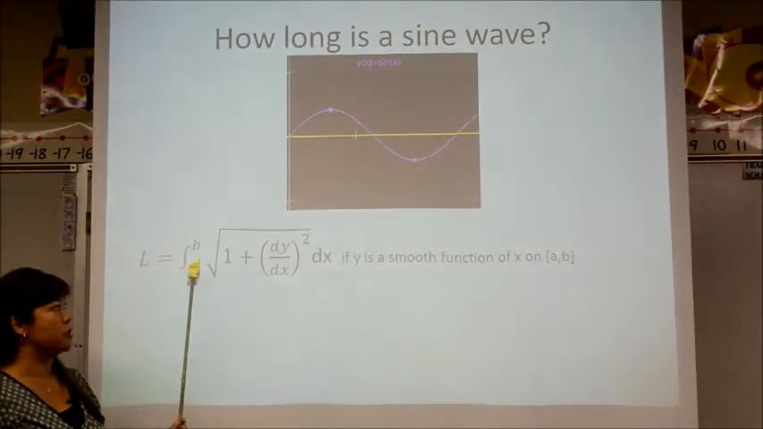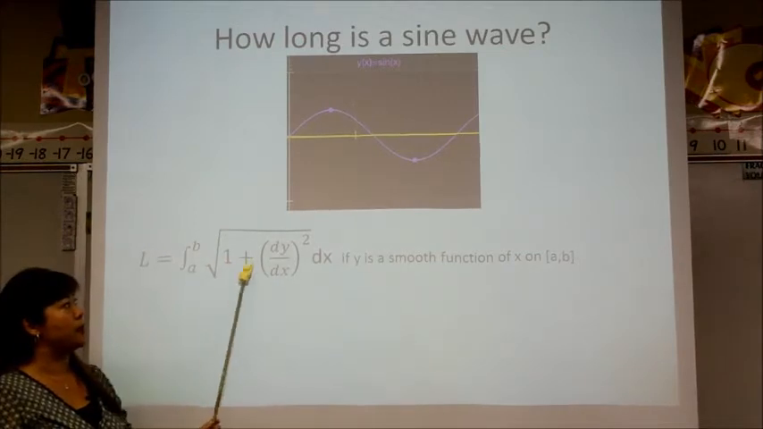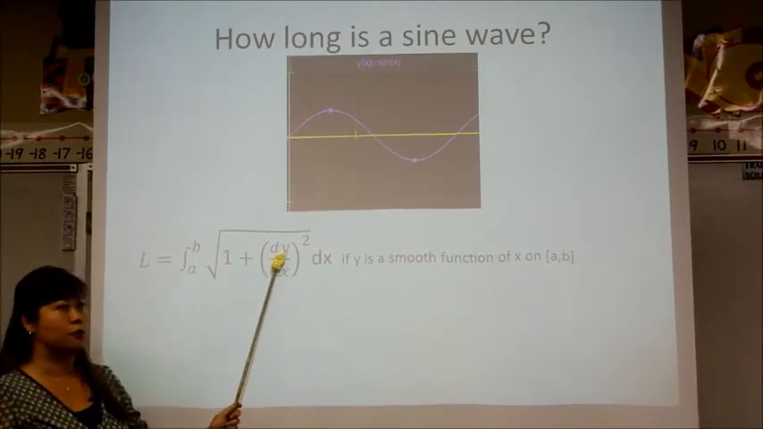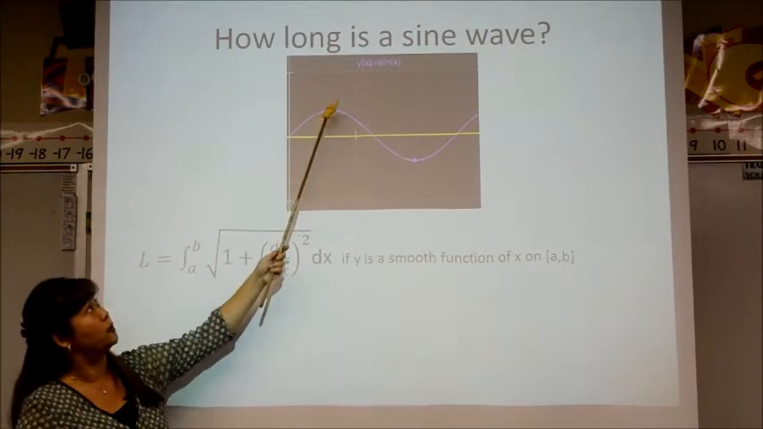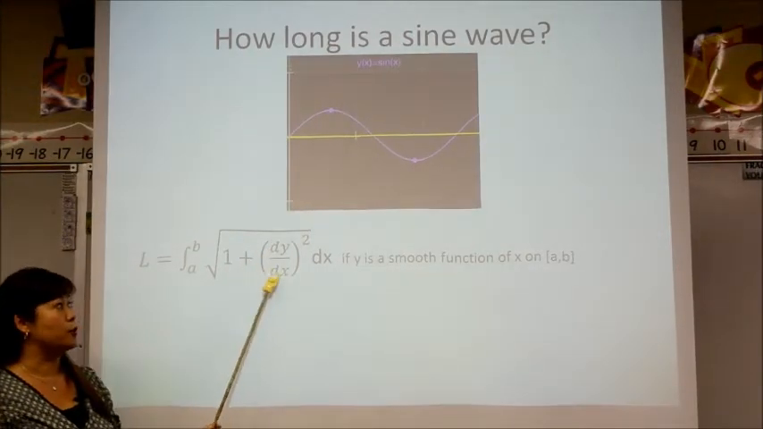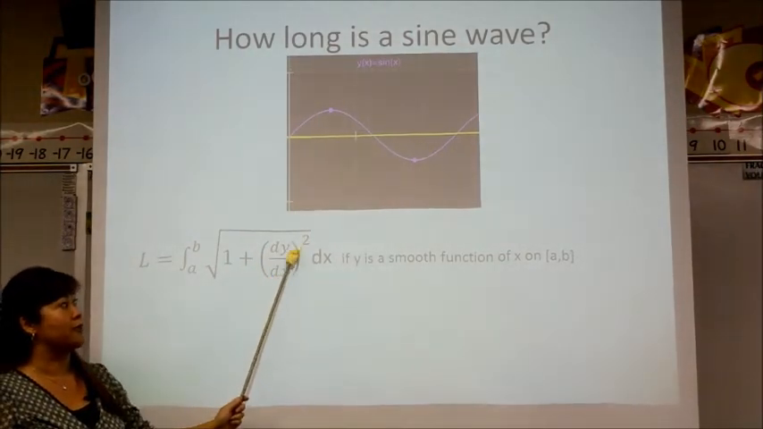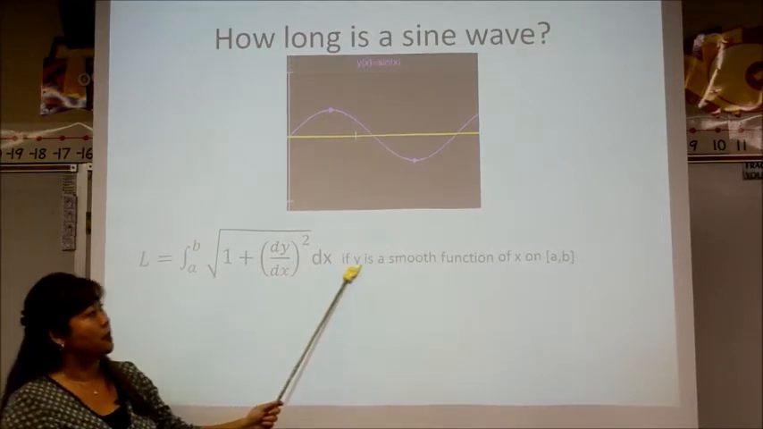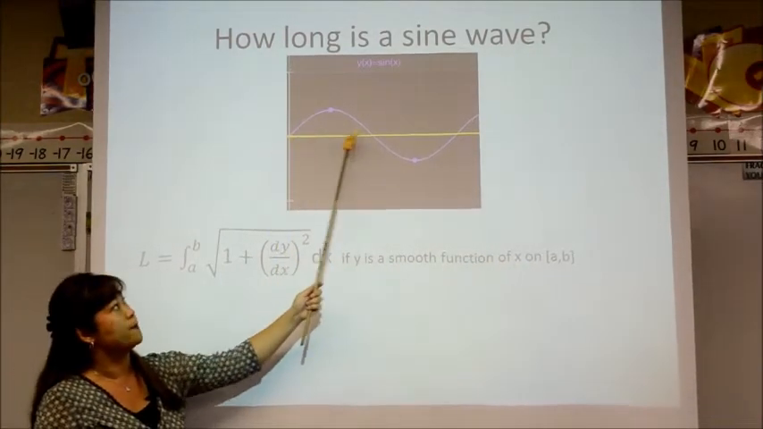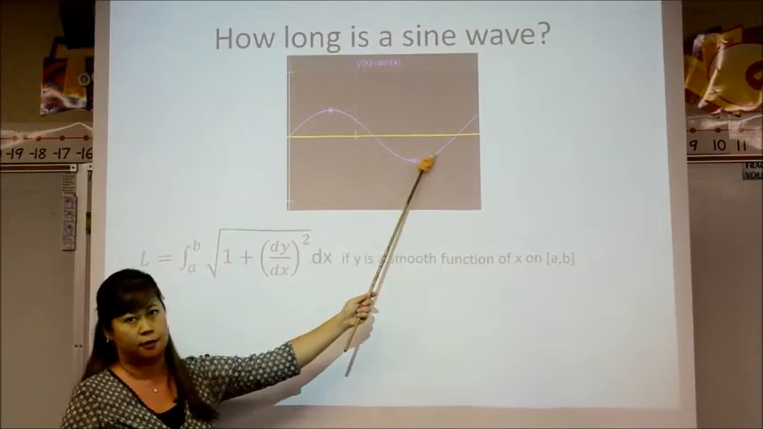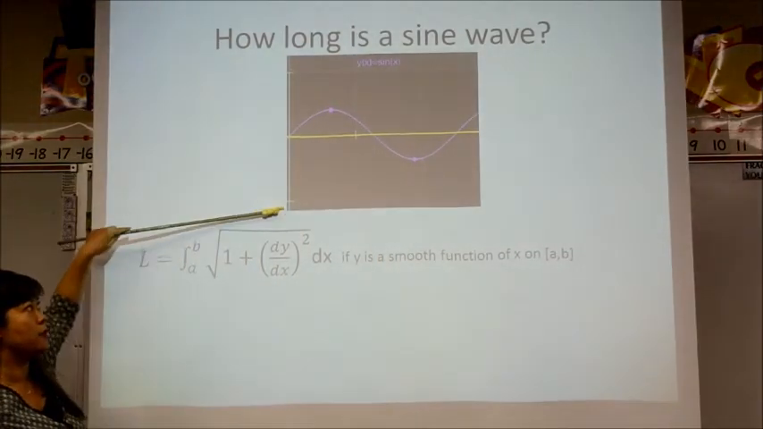The formula is also the square root of 1 plus the derivative. So in this case, it's the derivative of the y equation, for example, like if we have y equals sine x, in respect of x, squared, dx. And then the limits, we said it's A to B right here if it's on the x-axis. Now, what if the graph is on the y-axis?